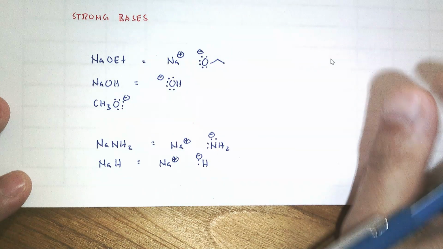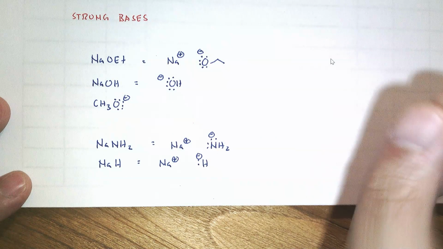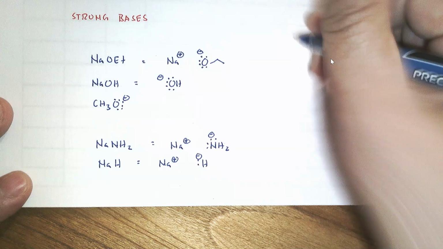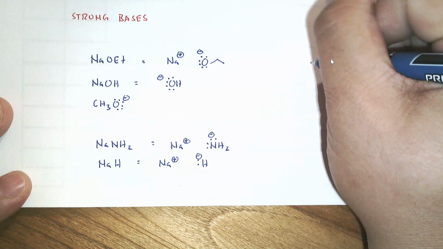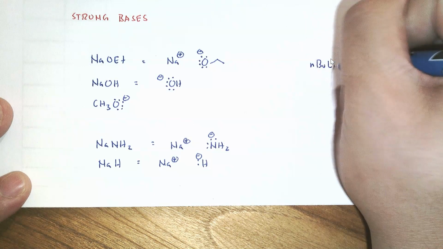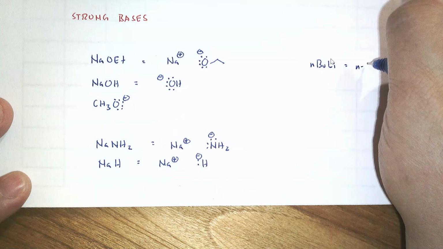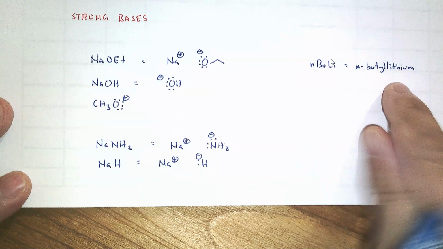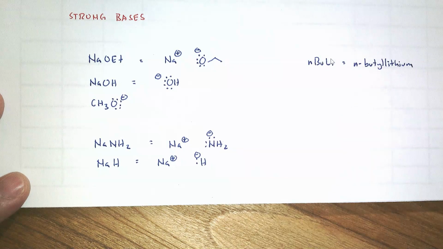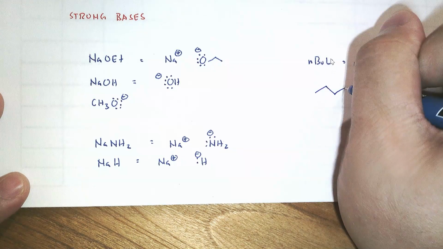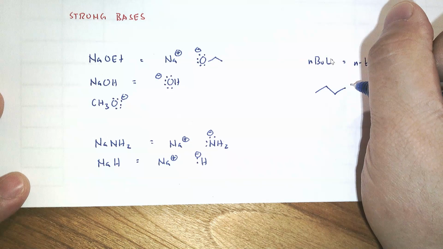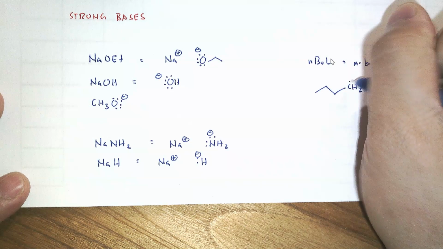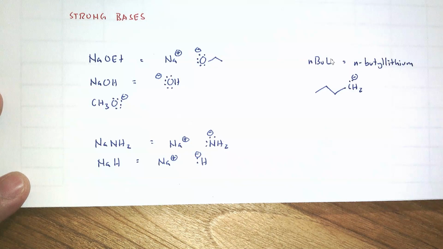There are two carbon-based strong bases. One is called n-butyl lithium. So here the counter ion is lithium, but you know a butyl group. A butyl group looks like this, but it's the anionic form, CH2 lone pair minus. That's a super strong base. You know why?